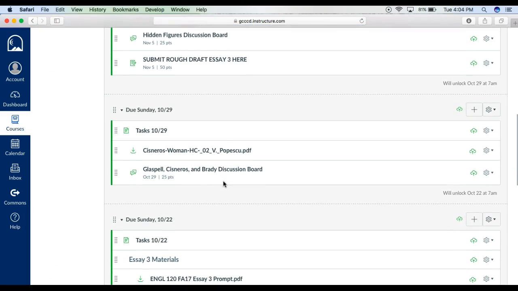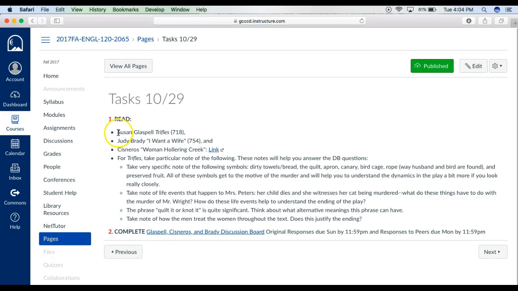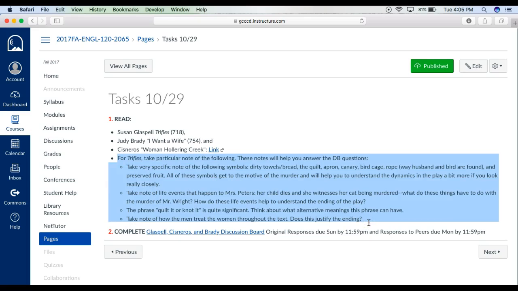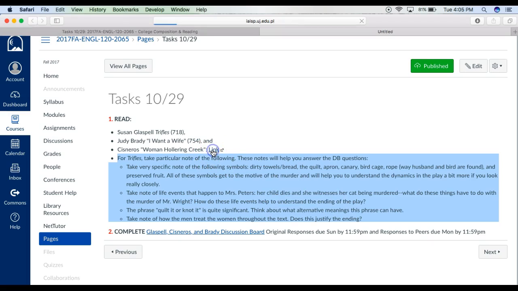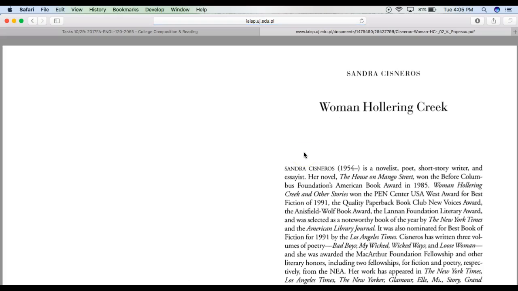For that module, in the task section, you can see what you need to read right here. I have also provided some pre-reading questions for Trifles. It is a very abstract text, so you want to make sure that you take note of these following here, as it says. There's a lot of symbols going on and a lot of kind of beneath the surface things that you will want to pay attention to. So these questions will kind of guide you as you read, okay? And then the Woman Hollering Creek link is right here for you to find the reading, okay?